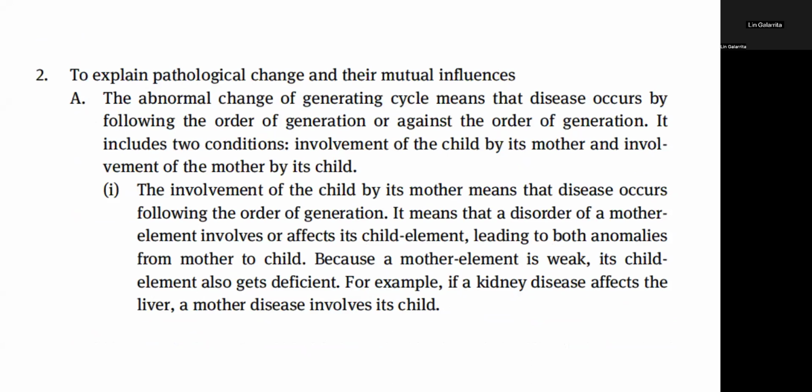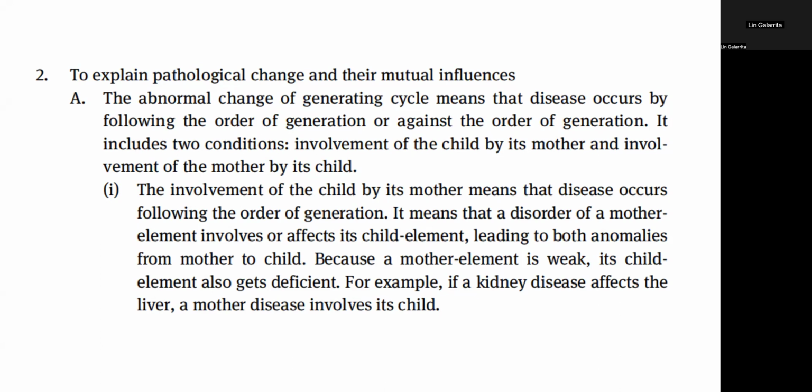The third function is to explain pathological change and their mutual influences. First, we discuss the abnormal change of generating. The abnormal change of generating cycle means that disease occurs by following the order of generation or against the order of generation. It includes 2 conditions: involvement of the child by its mother and involvement of the mother by its child.